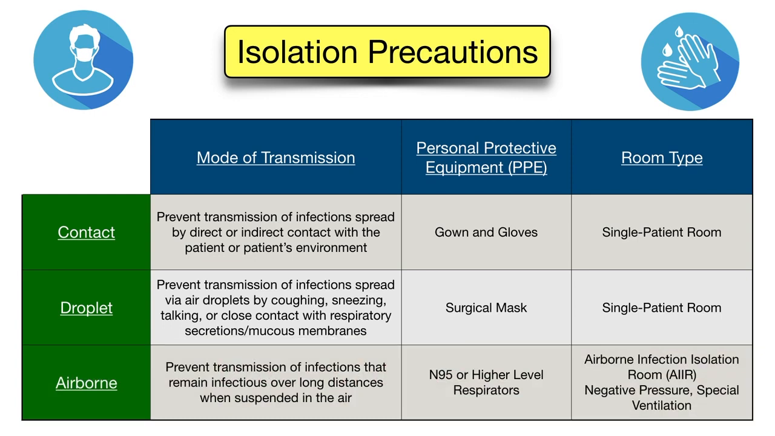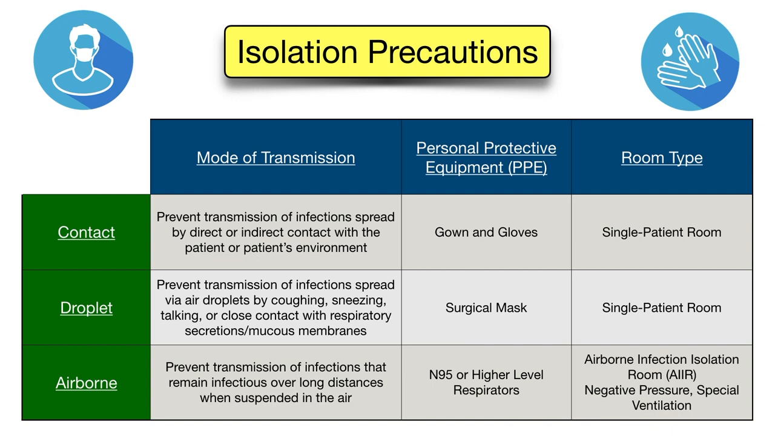We can see that contact precautions help prevent the transmission of infections spread by direct or indirect contact with the patient or patient's environment. PPE stands for personal protective equipment. Contact precautions require a gown and gloves be worn in addition to following standard precautions. The gown and gloves are put on when entering the room, and they're taken off when leaving the room. This is done to contain the pathogen and prevent contamination. Patients who are in contact precautions should ideally be in a single patient room without roommates.